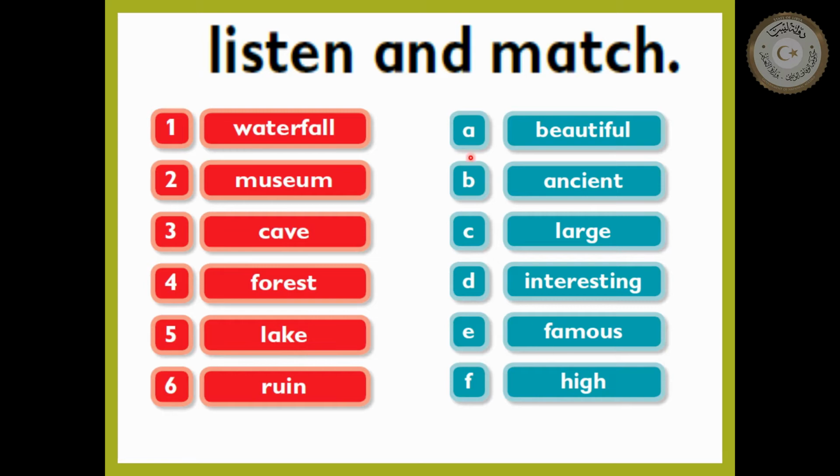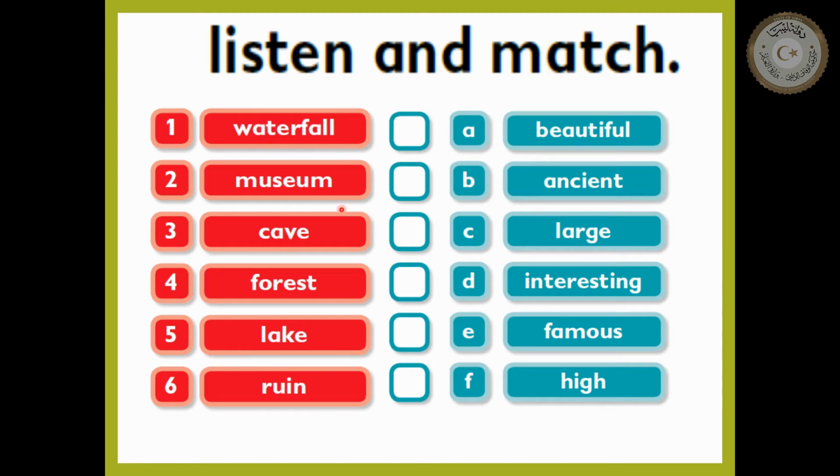So what are we going to do now? We are going to match. Match what? Match places with adjectives. But before that, we are going to listen. Example, number 1, waterfall. So listen please. It's a high waterfall. So which adjective? High. Excellent.